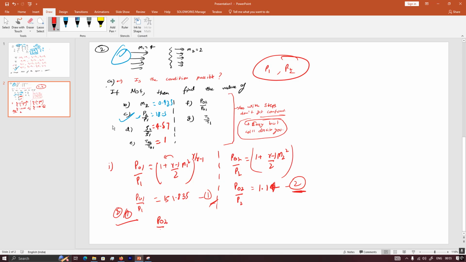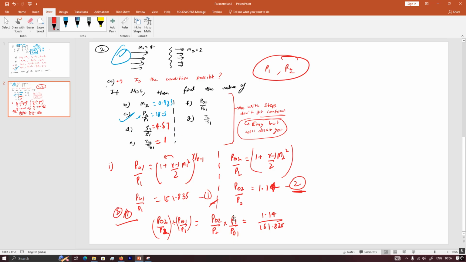So P02 by P2 will be divided by P01 by P1. This is P02 by P2, my bad. So it will be equal to P02 by P2 into P1 upon P01, right? So it will come as 1.14 upon 151.835. Now what values do we have?